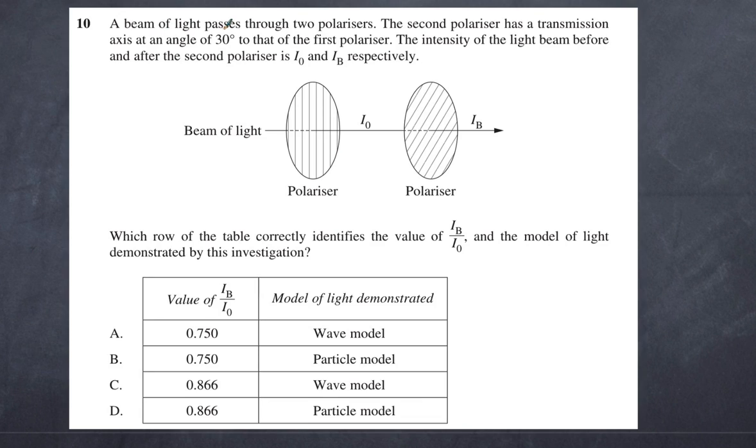Now a beam of light passes through two polarizers, and the second polarizer has a transmission angle at an angle of 30 degrees to that of the first polarizer, and the intensity is compared between I0, which is the initial input intensity, and the intensity as it leaves the polarizer. And the question is which row of the table correctly identifies the value of IB over I0 and the model of light demonstrated by this investigation.